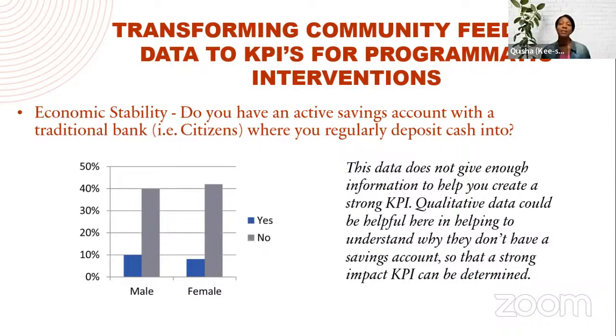So this is my example question. Remember, we're talking about the category of economic stability. Do you have an active savings account with a traditional bank, such as Citizens, America, etc., where you regularly deposit cash? As you can see from this data, the majority of individuals did answer no.